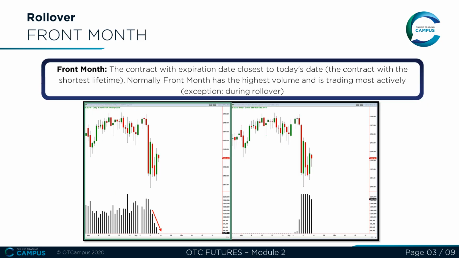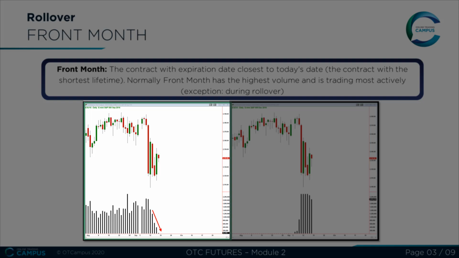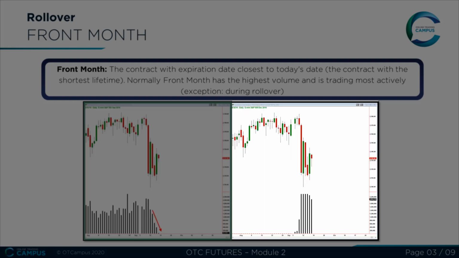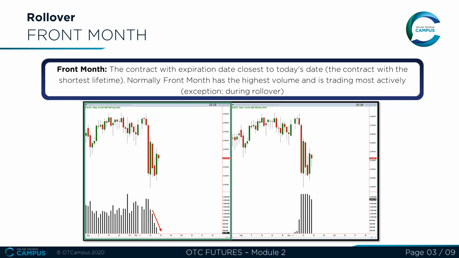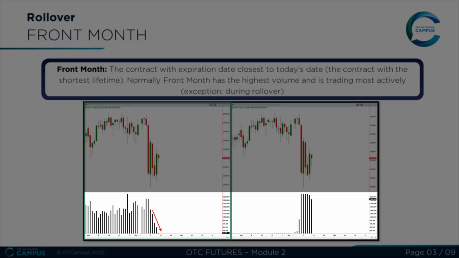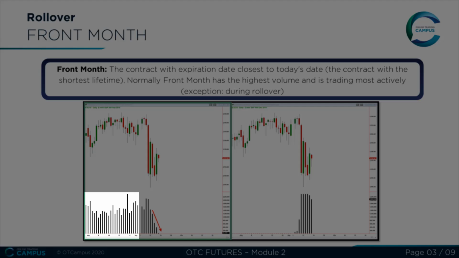Let's look at these two charts. On the left, we have ESU 16, which is the September 2016 S&P 500 contract, and to the right, we have ESZ 16, which is the December 2016 S&P 500 contract. Both are daily charts. Every bar down here represents the daily volume in contracts. As you can see, while ESU 16 was the front month, it had an average daily volume of roughly 1.6 to 1.8 million contracts being traded, compared to ESZ 16, which was the back month at this time that had almost no contracts being traded on a daily basis.